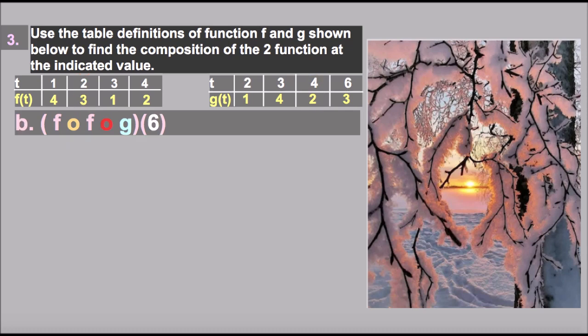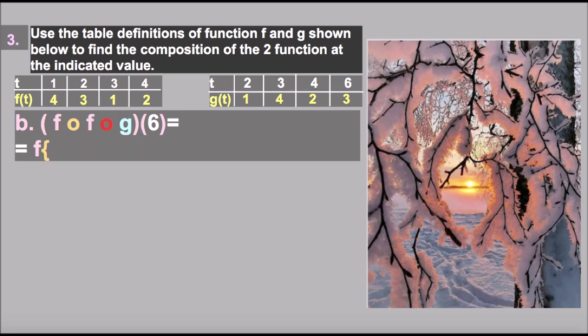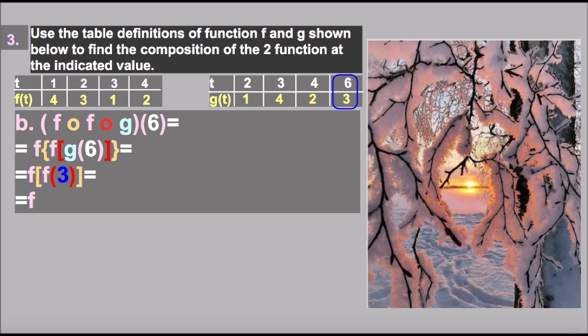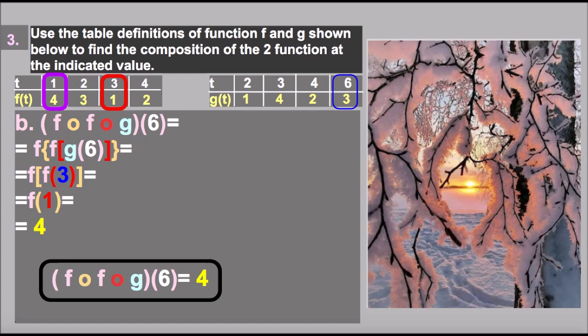B, f composed of g at 6 is equal to f, composition symbol, of f, another composition symbol, of g of 6 as our final value. g of 6, according to the table, is equal to 3, so we have f of 3. f of 3 is equal to 1, so we have f of 1, and f of 1 is equal to 4. So in conclusion, f composed of g of 6 is equal to 4.